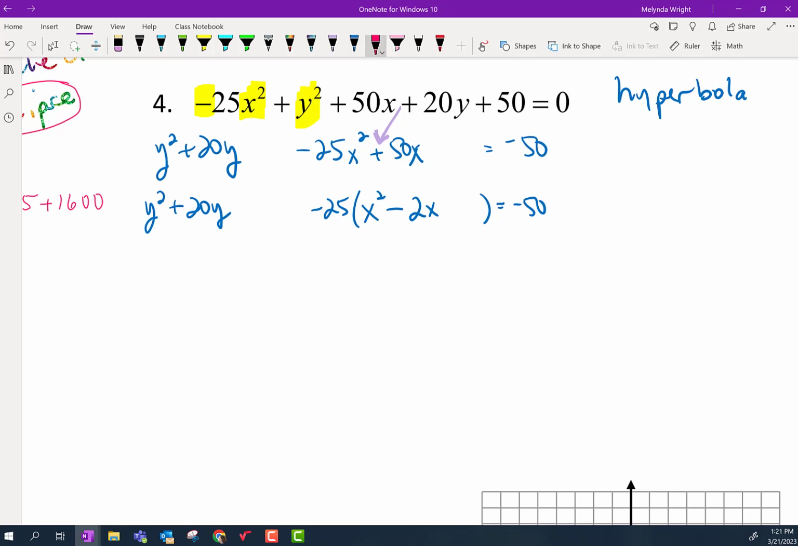So start with the y's. Half of 20 is 10. 10 squared is 100, so plus 100 plus 100. Okay, that's kind of nice. Half of 2 is 1. 1 squared is 1, plus 1. But I'm really not just adding 1, am I? I'm actually subtracting 25 is what I'm really doing right here. So I'm going to subtract 25.